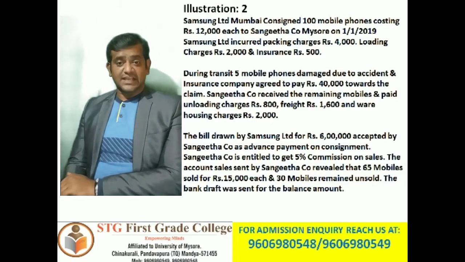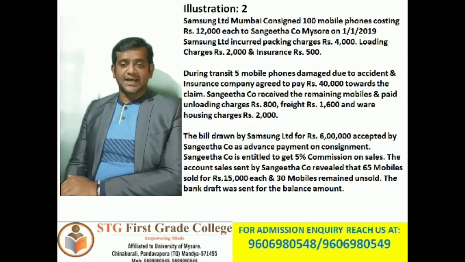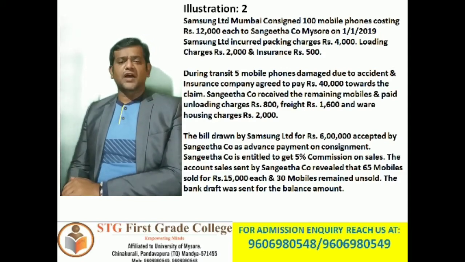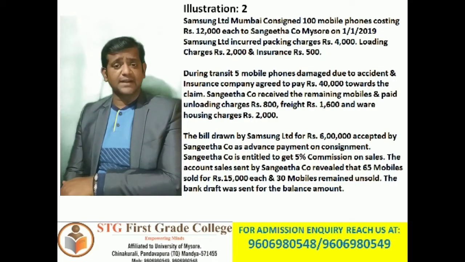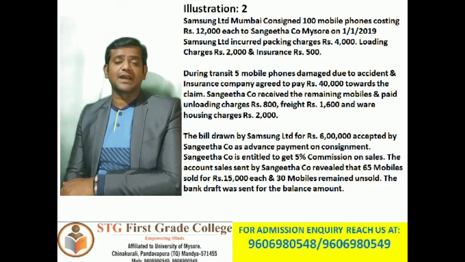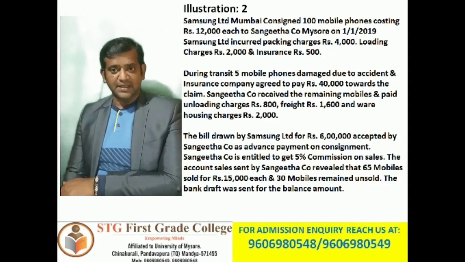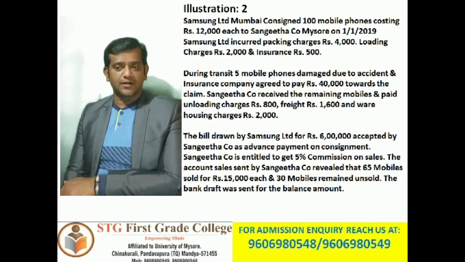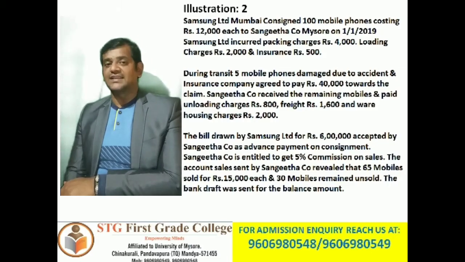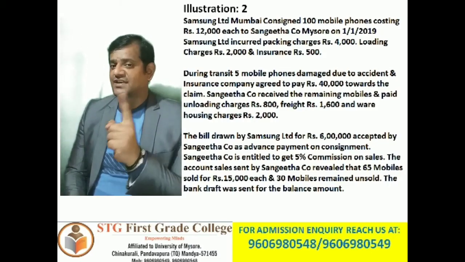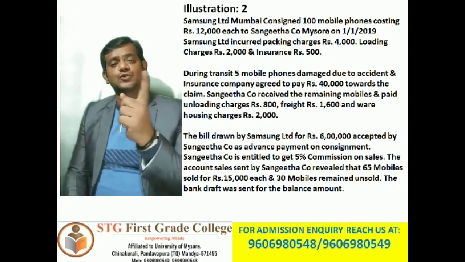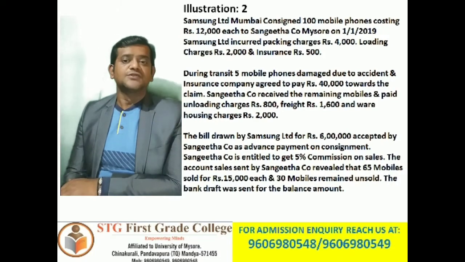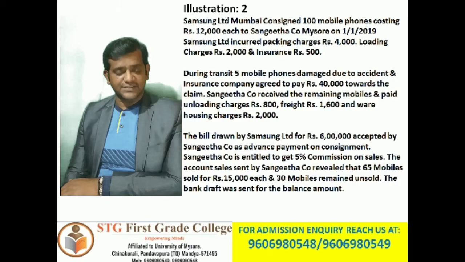See the problem: Samsung Limited Mumbai consigned 100 mobile phones costing rupees 12,000 each. Here you have to understand that Samsung Limited Mumbai, that particular company, is consigning 100 mobile phones. The cost of each mobile is 12,000. So who is the consignor here? The consignor is Samsung Limited Mumbai. Okay. So then to whom is that company sending the goods? To Sangeeta Company Mysore.